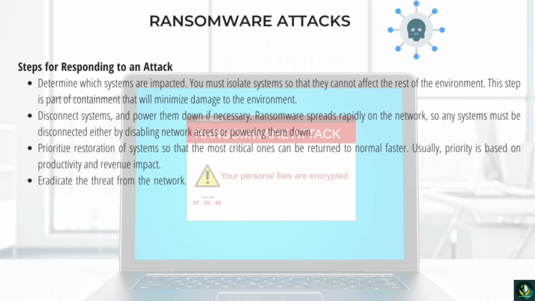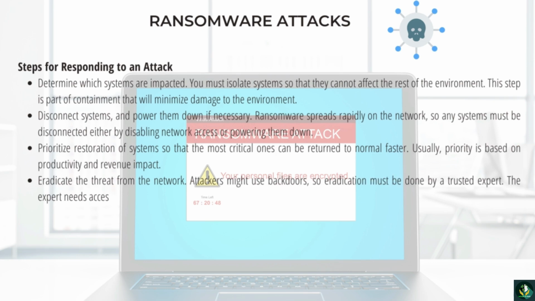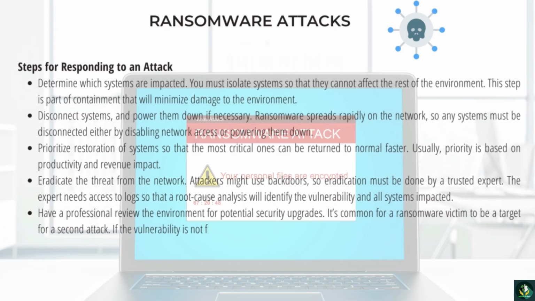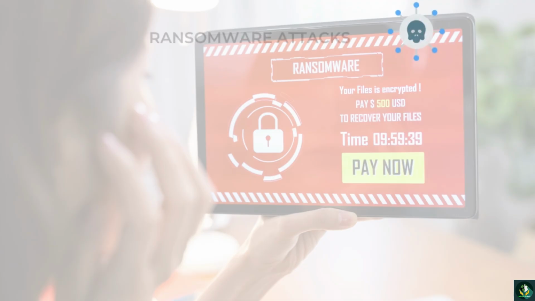Eradicate the threat from the network. Attackers might use backdoors, so eradication must be done by a trusted expert. The expert needs access to logs, so that a root cause analysis will identify the vulnerability and all systems impacted. Have a professional review the environment for potential security upgrades. It's common for a ransomware victim to be a target for a second attack. If the vulnerability is not found, it can be exploited again.